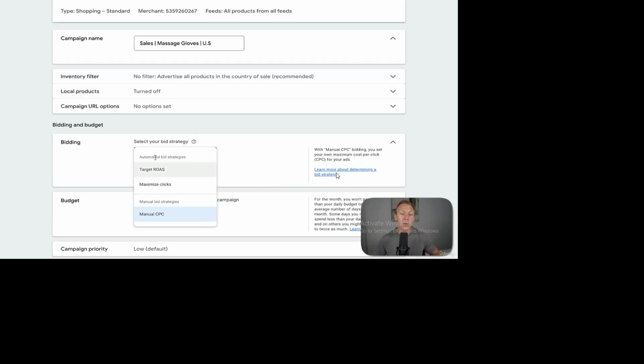There are going to be 2 automated bidding strategies, that is the target ROAS and the maximized clicks, and then one manual bidding strategy, that is the manual CPC. We're going to go through all of these 3, what they are, if I recommend them or not, and in what scenarios I recommend what. And we're going to start off with the target ROAS automated bidding strategy.